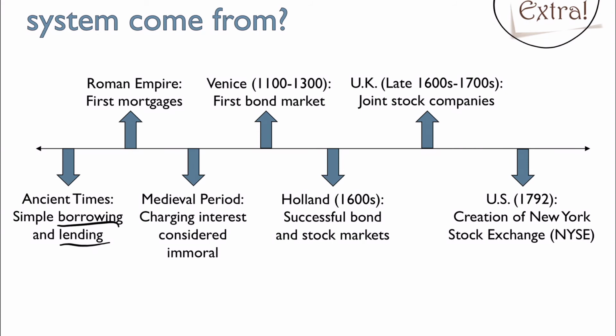Moving forward to the Roman Empire, this was the first time that you had mortgages. Julius Caesar, the Roman emperor, declared a law that banks can actually seize land if the mortgage was not paid. So this was the first use of collateral, where you had this asset backing your bond or backing your loan.